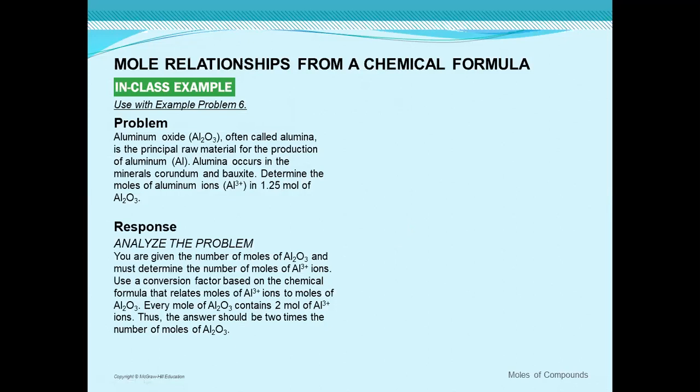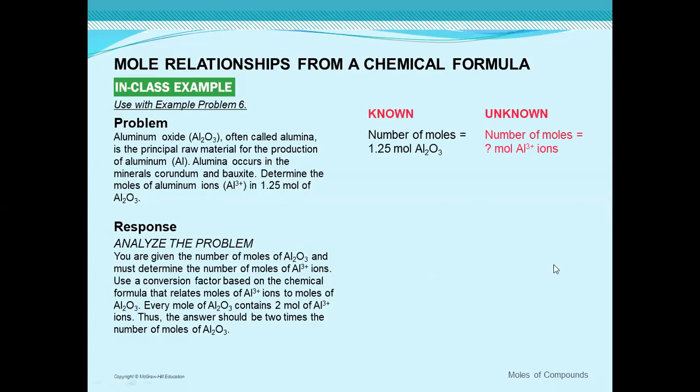Okay. Analyze the problem. You are given the number of moles of Al2O3 and must determine the number of moles of Al3+ ions. Use a conversion factor based on the chemical formula that relates moles of Al3+ ions to moles of Al2O3. Every mole of Al2O3 contains 2 moles of Al3+ ions. Thus, the answer should be 2 times the number of moles of Al2O3.